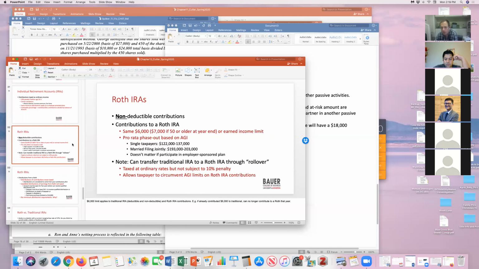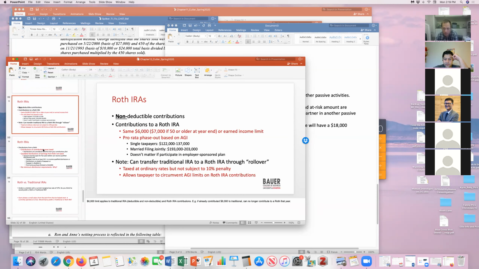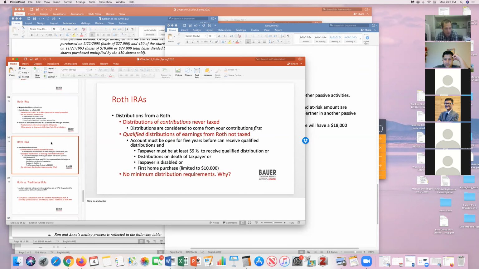But there's a loophole. Congress knows about it, they've just decided to leave it in. You can put money in a traditional IRA, and then later you can roll it over into a Roth. It's just as if you put it into a Roth, so higher AGI people can do that. There's all kinds of clever tax planning people do with Roth IRAs.